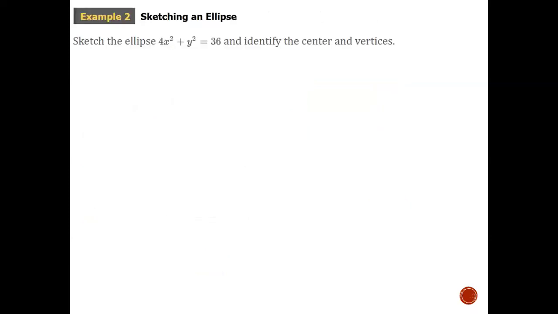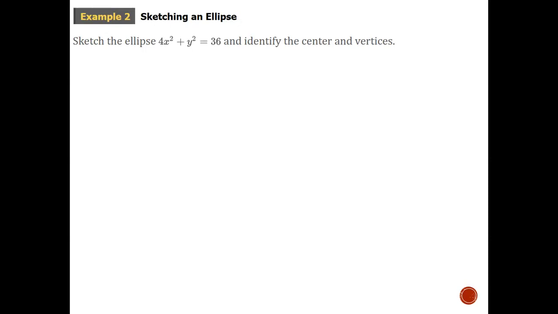So next is sketching an ellipse. Let's sketch the ellipse given 4x squared plus y squared is equal to 36 and identify the center and vertices. This particular problem is a very easy problem to solve. If you recall, the equation of an ellipse is a fraction for the x squared and a fraction for the y squared, but it's equal to 1. In this particular problem, it's equal to 36. But I can convert this into the standard form of the equation of an ellipse just by doing a simple process.